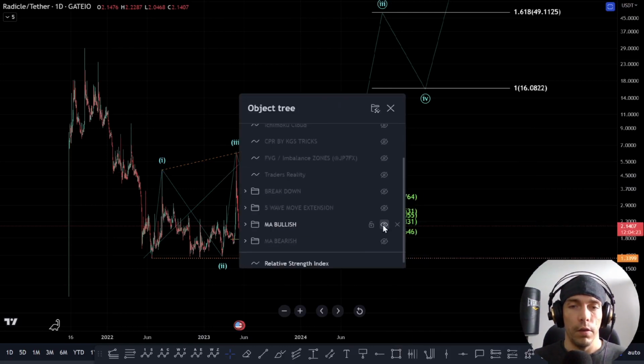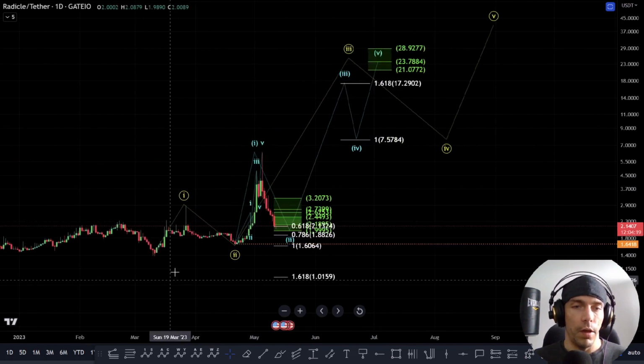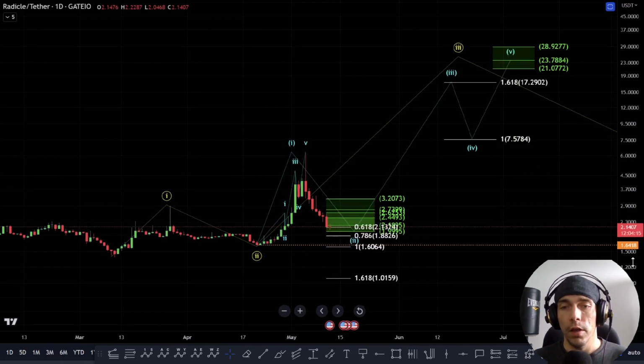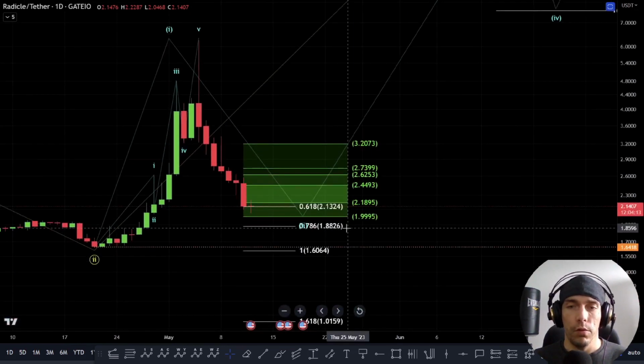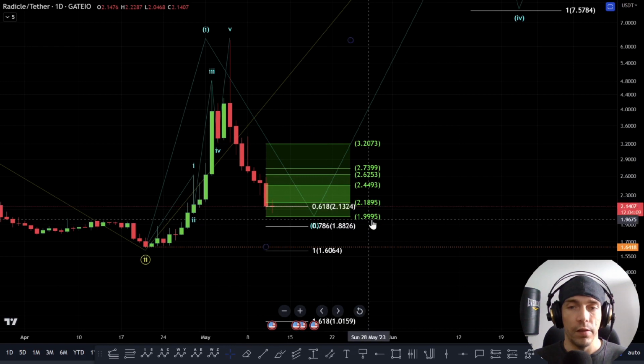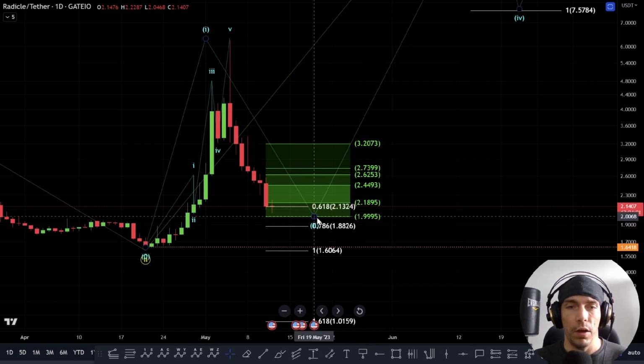Now the key thing here is there is also another way of looking at this. We could argue that we have a 1-2 and we've set up for another 1-2 in this blue count here. The problem is we would have to turn around pretty soon because we already challenged this 0.786, and the lowest I'd really want to see us come is down into this 19.99, which would be this $2 range. That will be a key level in my opinion.